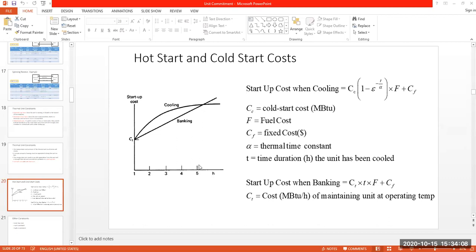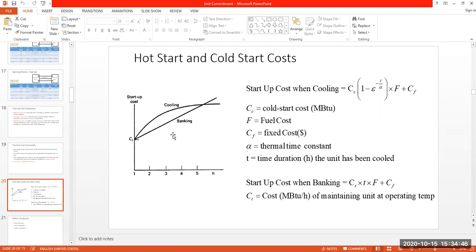Let's say the unit takes around 5 hours to get cooled down. So if you keep it off for 6 hours, 7 hours, 8 hours, the cost will not vary because it has already cooled down, right? But before that, the cost will vary according to this expression. And this alpha here is basically the thermal time constant. That means the time it takes to reach around 67% of the final value, like any other time constant for any other topic.